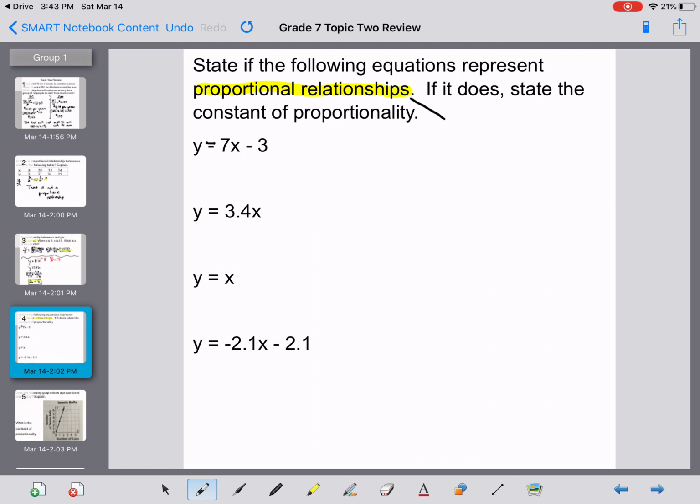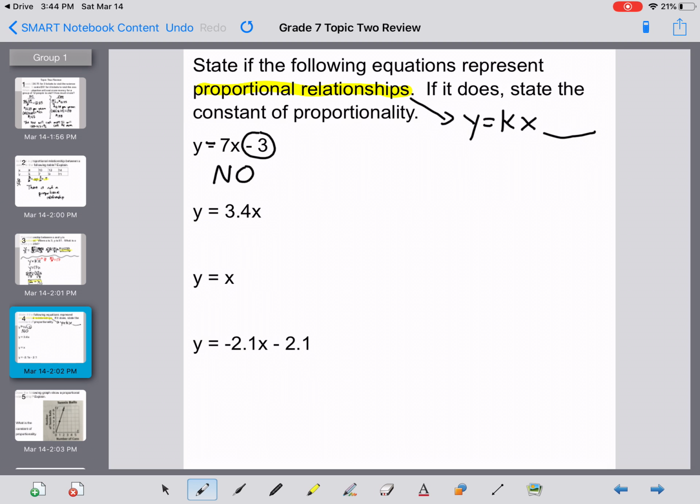A proportional relationship always has to be in the form y equals kx. That means that there can be no number added or subtracted on. It just has to be y equals kx, where k is your constant of proportionality. In this first equation, we had this minus 3 added on here, so that would not be a proportional relationship.